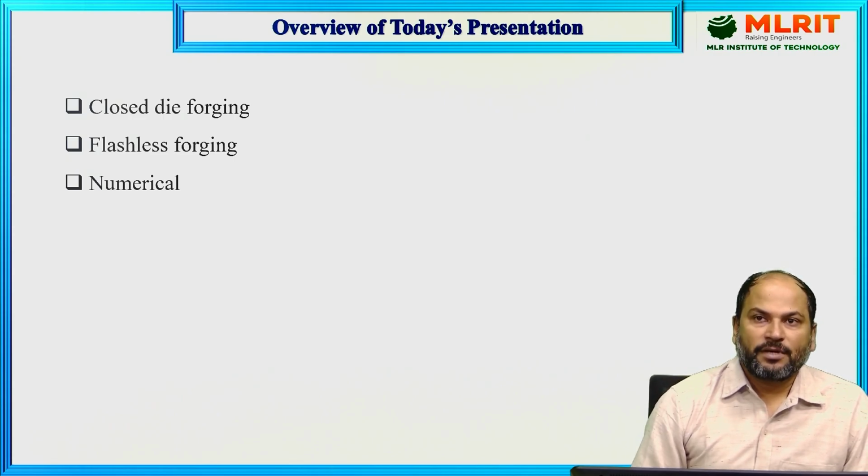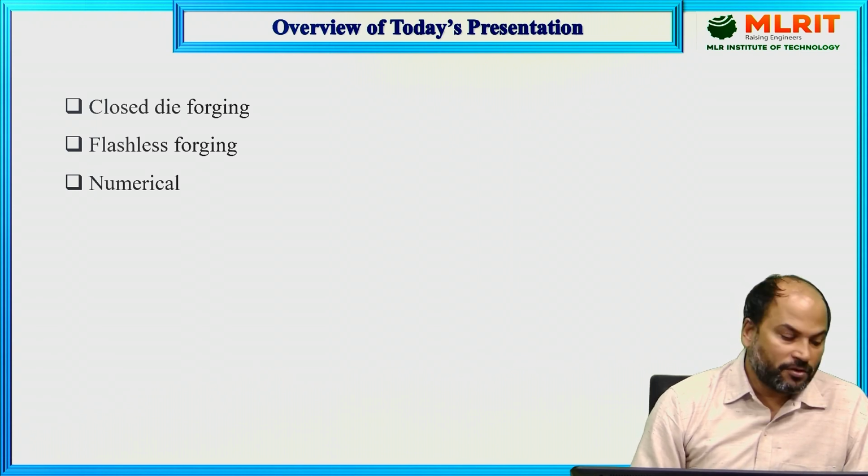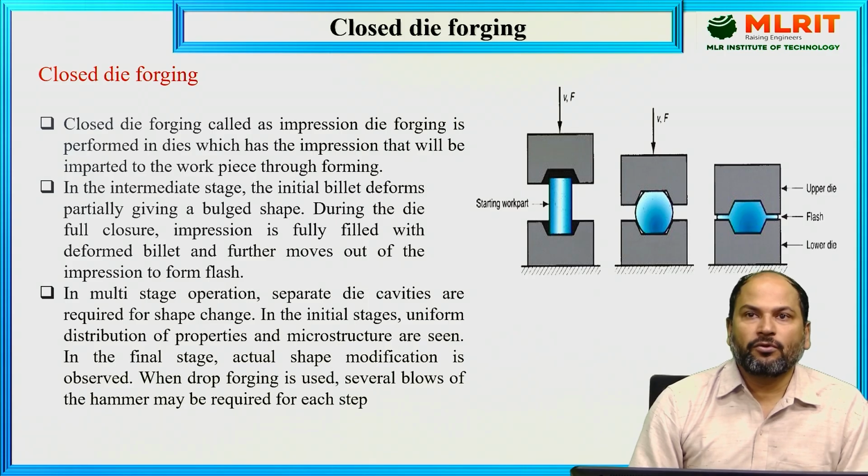Open die forging we have already seen, and also we have seen what the ideal condition is, what the real situation is, and accordingly what the effect will be on the deformed material. So today we'll see what closed die forging means in detail, and also we'll see flashless forging, and of course we'll take some numericals based on this forging operation. So we are starting with closed die forging.